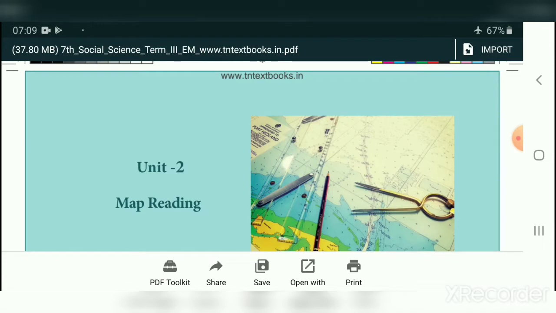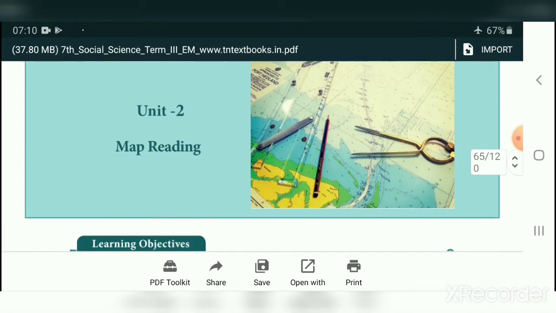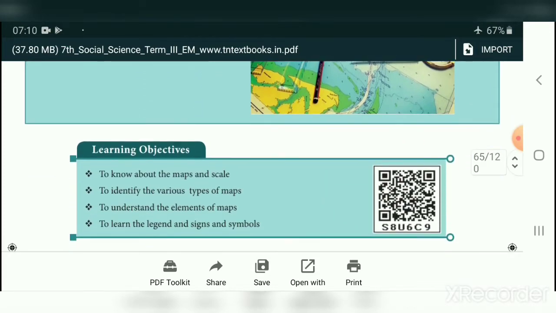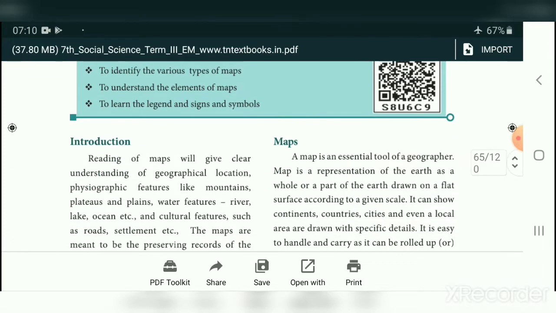Students, today we are going to see a new lesson in Geography, Unit number 2, Map Reading. This time, the first lesson comes under the reduced syllabus, so we have no need to study the first lesson in Geography. Map reading is an important lesson because it will come for 9th standard and 10th standard also. In this lesson, we are going to know the maps and their scales, and we are going to identify the various types of maps and their elements and uses. Let me see the lesson.